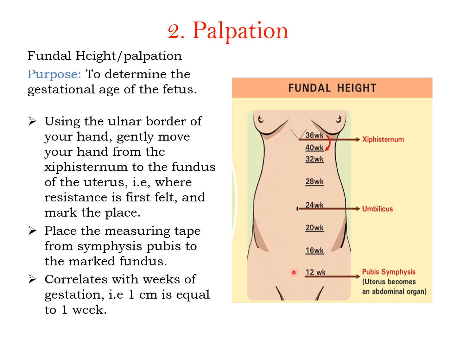Take a measuring tape and place the measuring tape from the symphysis pubis till the place where you felt the resistance. So if you have felt the resistance here, keep the measuring tape till here, and then you measure it. So correlate with the weeks of gestation. That means 1 centimeter is equal to 1 week.